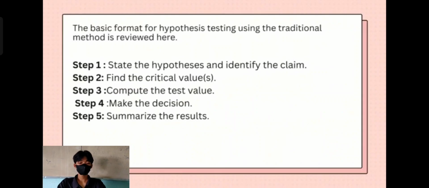The basic format for hypothesis testing using the traditional method is: Step 1. State the hypotheses and identify the claim. Step 2. Find the critical values. Step 3. Compute the test value. Step 4. Make the decision. And Step 5. Summarize the results.